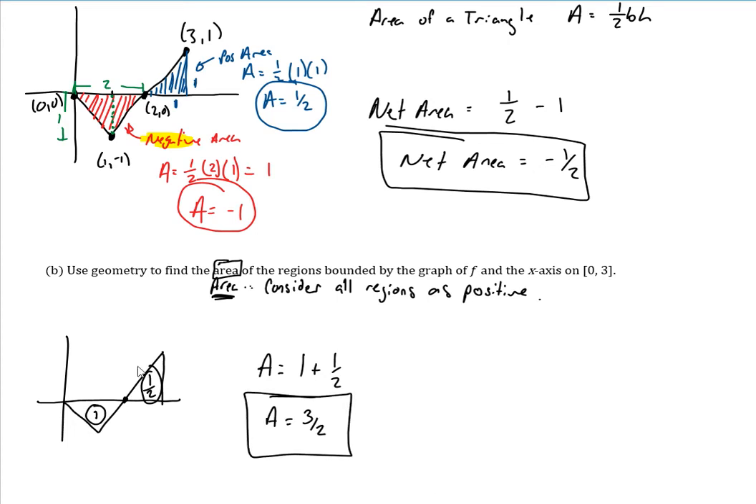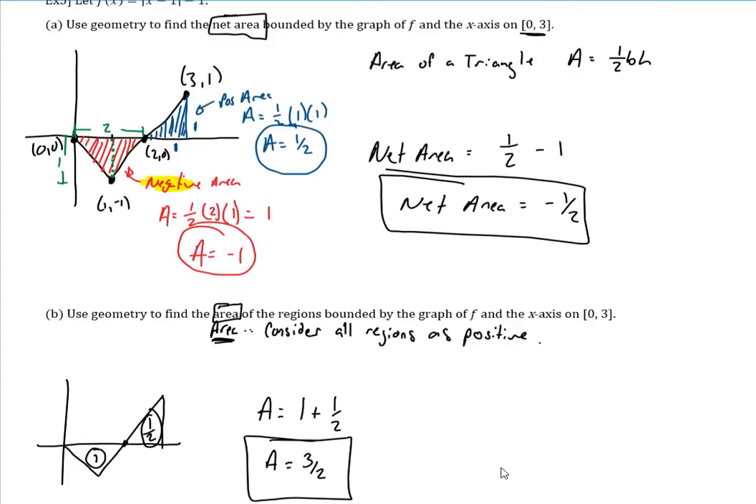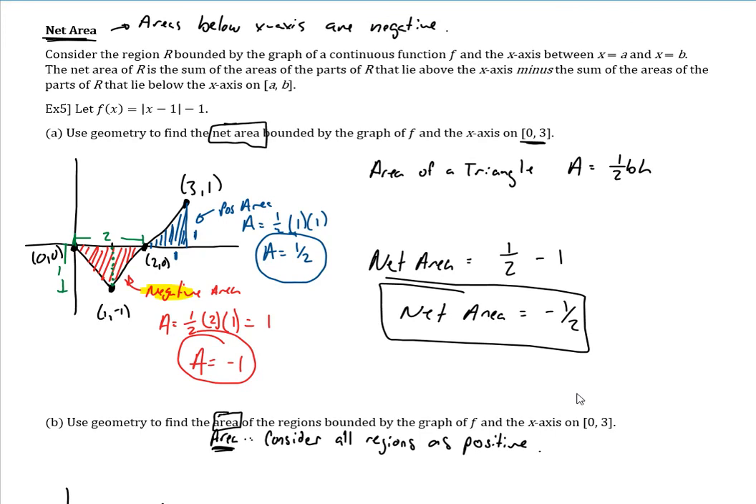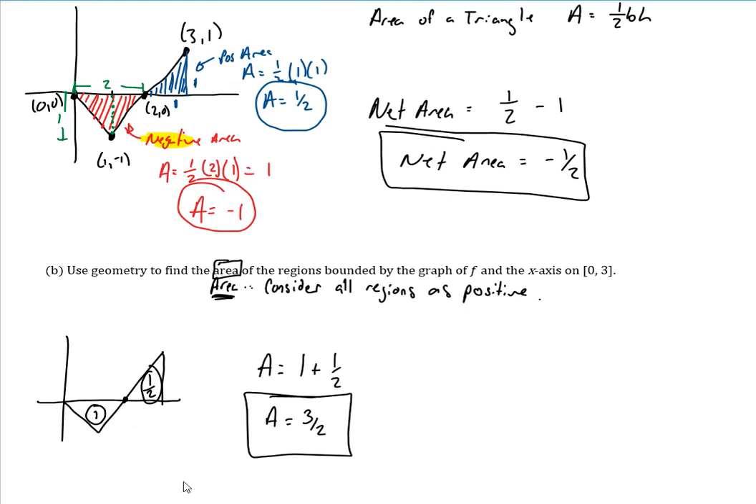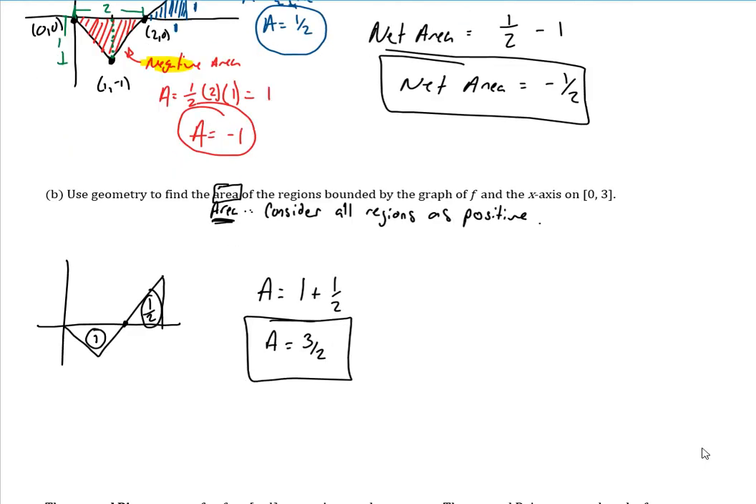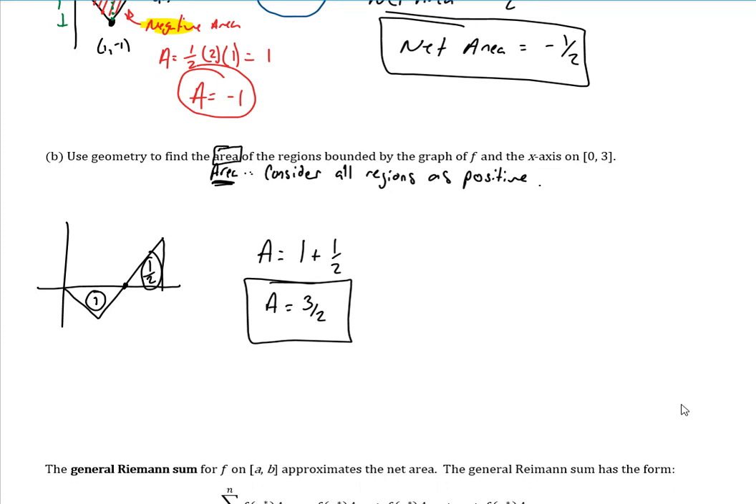This is more like a geometric sense where we are viewing it as we would a real life object, like the area of a floor or something like that. So that's the difference. Net area considers anything below as negative. Regular area considers every region as positive. Okay, so that's how that breaks down.